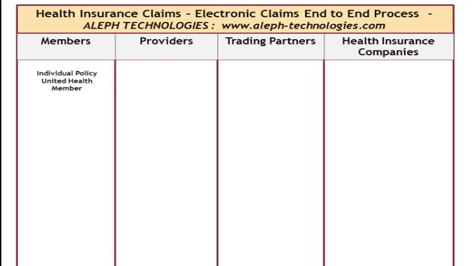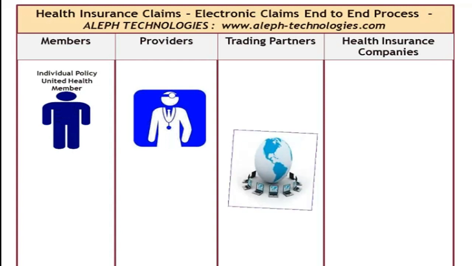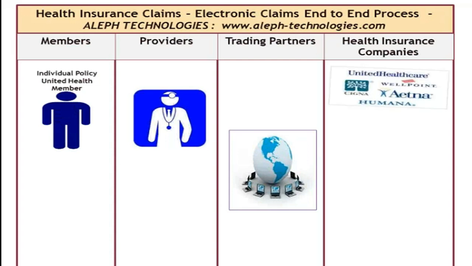Now, if you see the scenario here, we have a member. That's me, the blue man, and we have a doctor, the doctor I go to, and I have trading partners. Remember, this company is a technology company. It's a technical hub where they get a lot of data, process it, and send it to health insurance companies. So you have United, Cigna, WellPoint, Aetna, Humana. There are so many companies out there who provide health insurance, where you can go and buy health insurance.